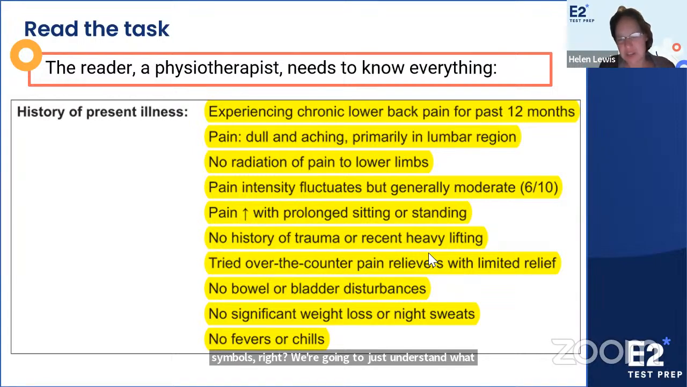We also have no history of trauma or recent heavy lifting. We've got the limited relief from over-the-counter pain relievers. And we've got some other information there as well, which would be useful to know.